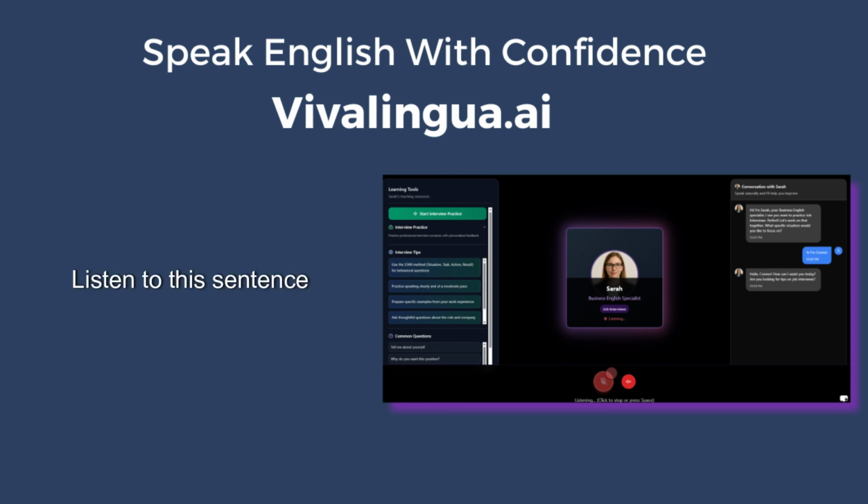Listen to this sentence. The information that you requested is available. The stressed syllables are information, requested, available. Everything else gets squeezed in between. Native speakers might say this as, "The information that you requested's available," dropping sounds and compressing unstressed parts. When you understand this rhythm, fast English starts to make sense.